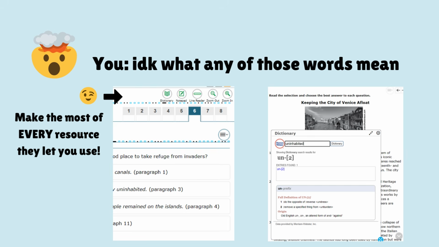They give you a dictionary right here on the test. At the top, there's a little icon that says dictionary, and when you click it, you can type in words like uninhabited and it'll give you that definition. And then you can read that definition and see that it says there were no people living there. Oh, they're hiding in a place where there are no invaders because there's no one living there at all. Okay, so make the most of your resources.